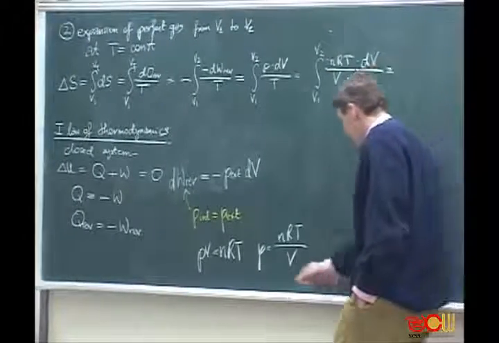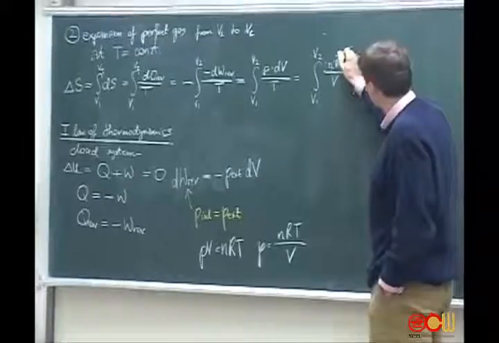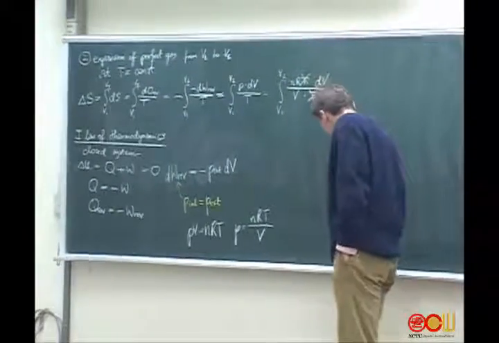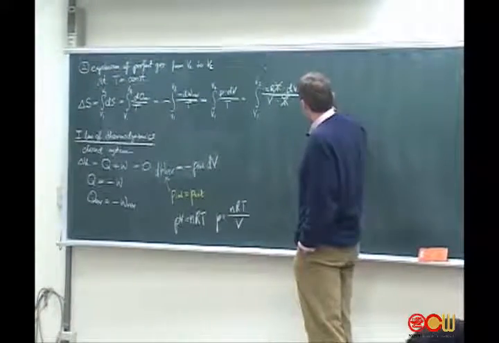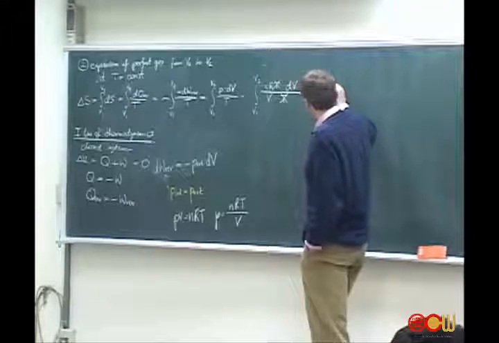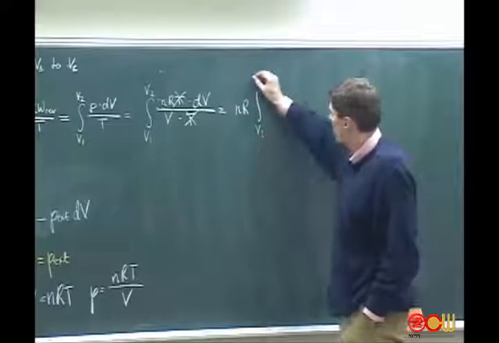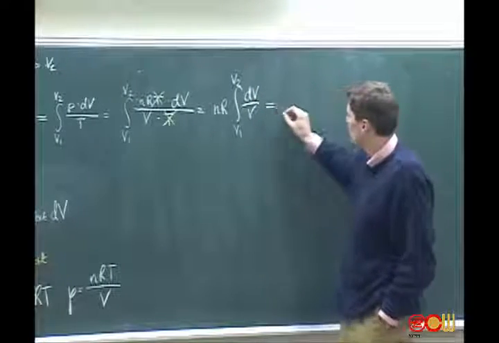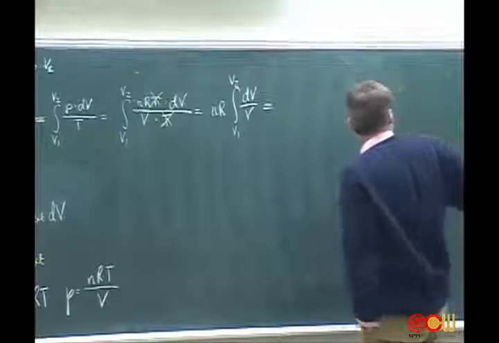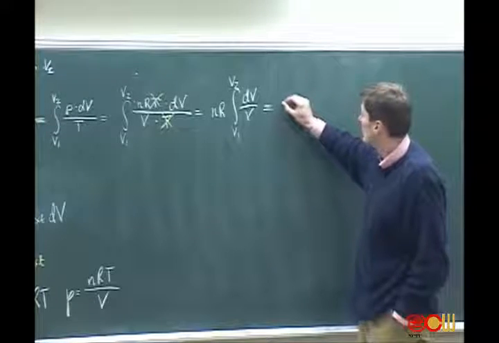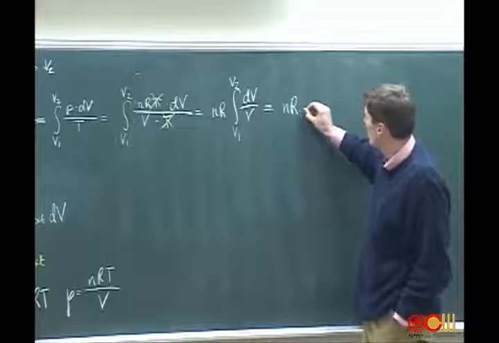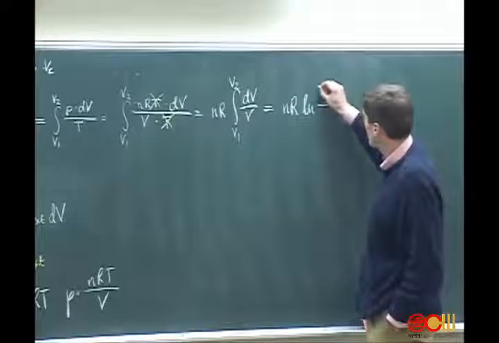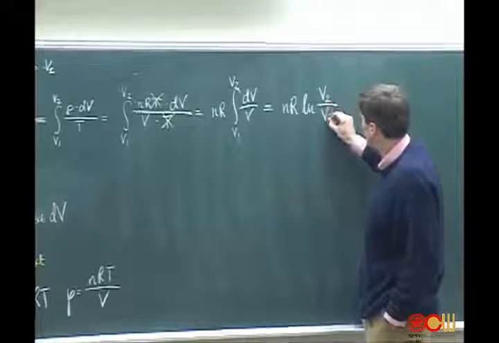Now, you see that the temperature, in fact, will simplify, and I'm finally getting the integral of nR from V1 to V2 dV over V, which of course can be easily calculated, and it is equal to nR natural logarithm of V2 over V1.